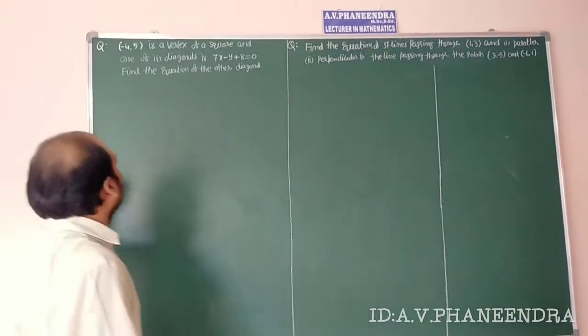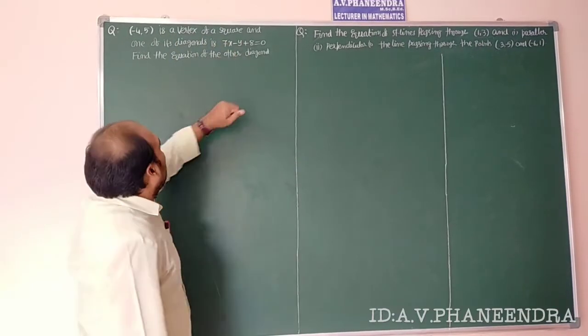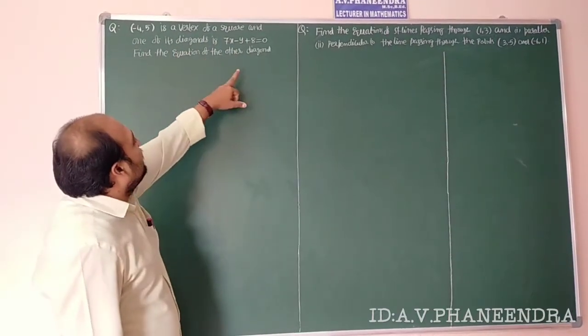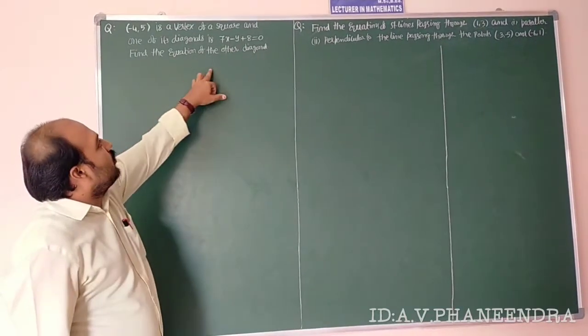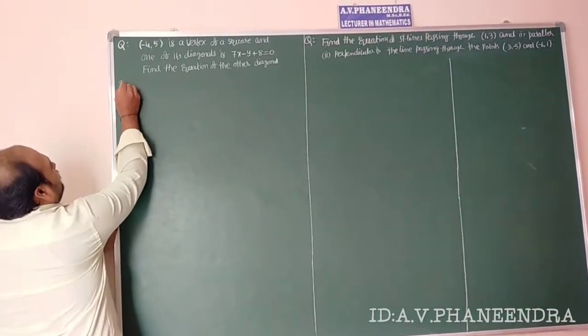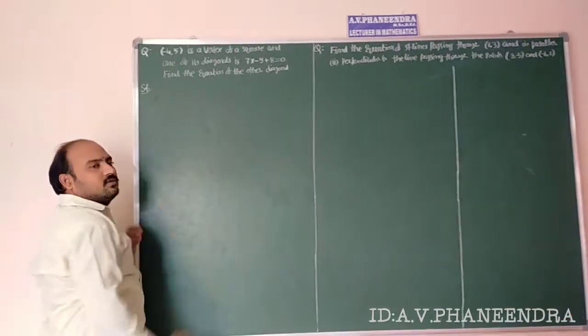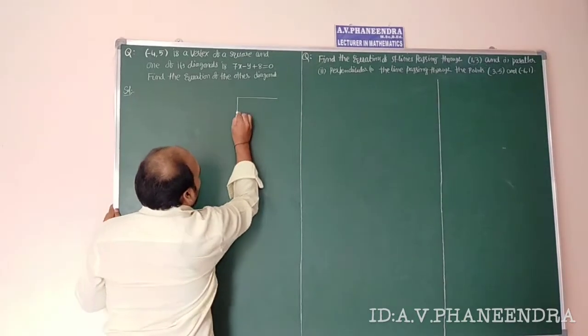Next question. Minus 4 comma 5 is a vertex of a square and one of its diagonals is 7x minus y plus 8 equal to 0. Find the equation of the other diagonal. So here they are asking to calculate the other diagonal in the square. This is the rough diagram according to the problem.